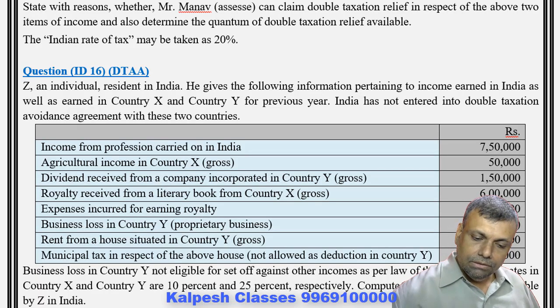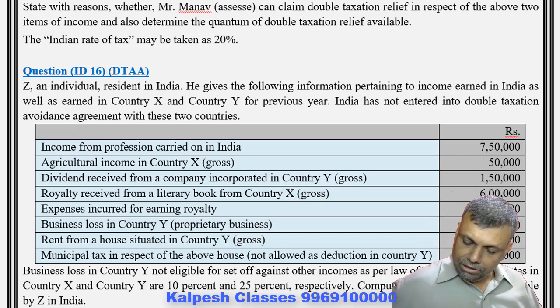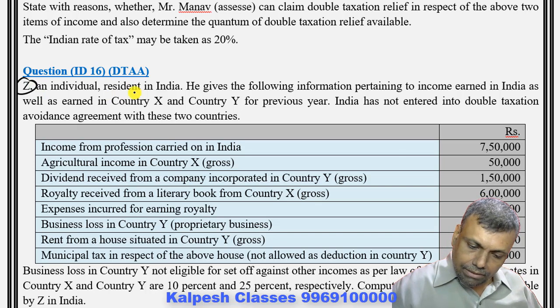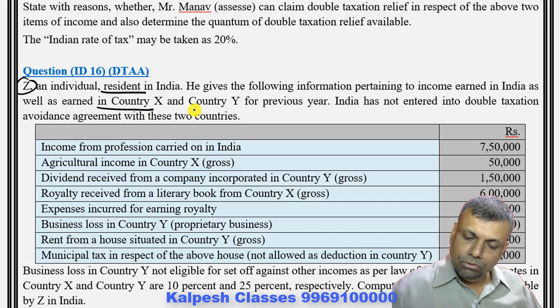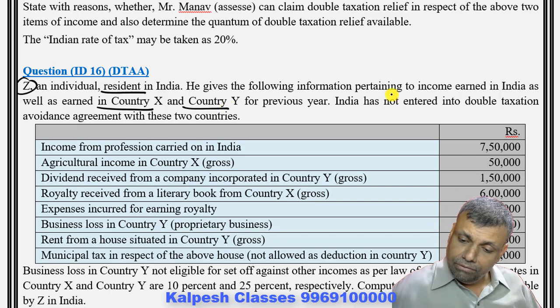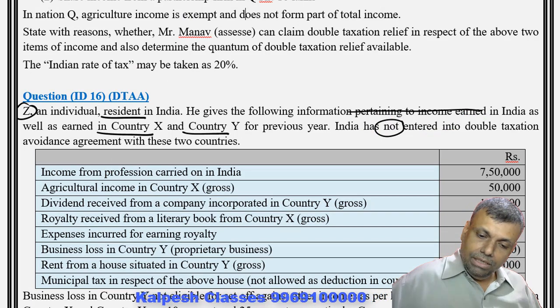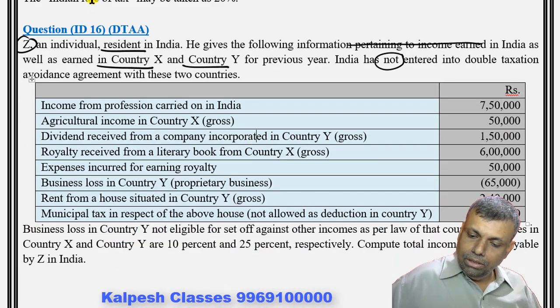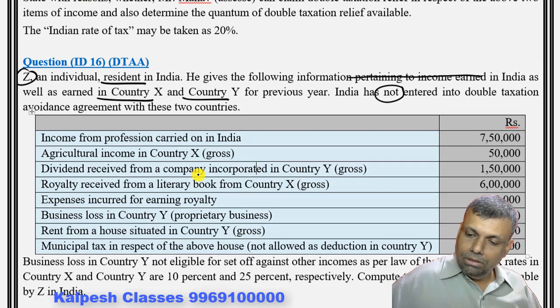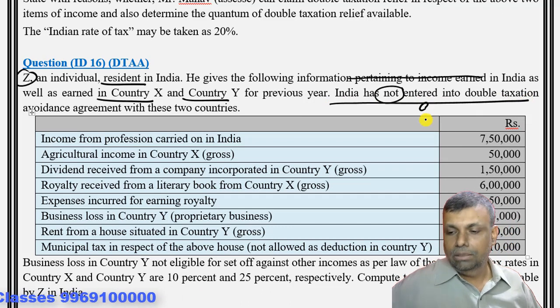Now friends, as I already told you, this is a beautiful question and you will need to pay maximum attention. Let us make the basic notes very properly. Z, resident individual, and he has got a foreign source income from two countries. So here you will have to do adjustment with respect to two countries, friends. So you got to be very careful. And India has not entered into an agreement with that particular foreign country. India has not entered a double taxation agreement.